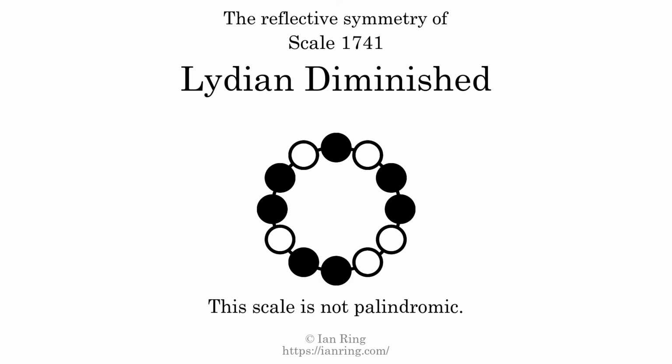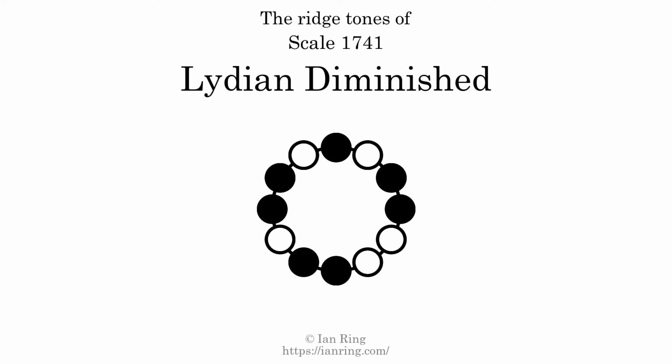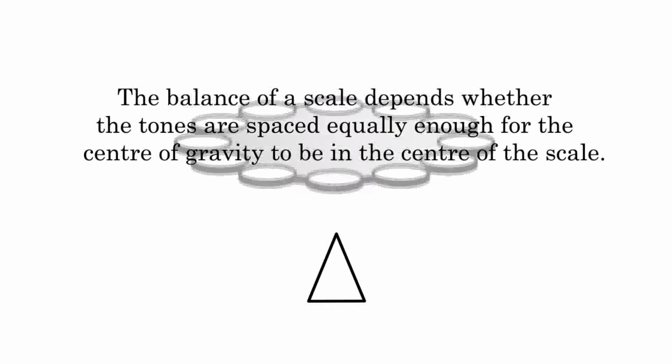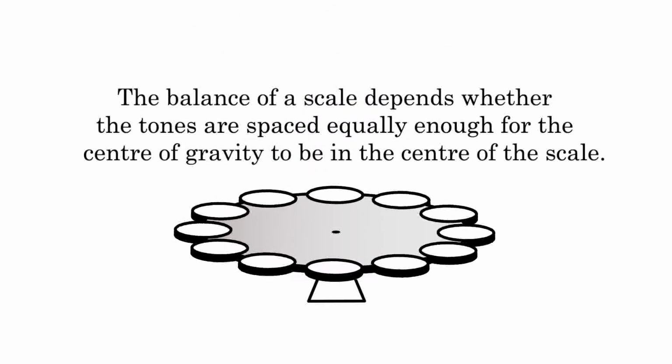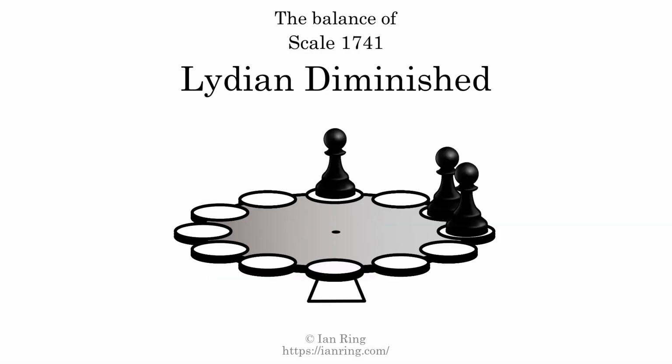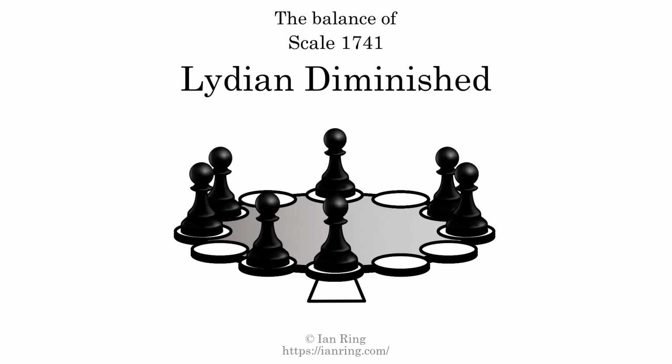This scale has no reflective symmetry. This scale has a different pattern of intervals ascending and descending, so it is not palindromic. This scale has no ridge tones. The balance of a scale depends whether the tones are spaced equally enough for the center of gravity to be in the center of the scale. This scale is not balanced.